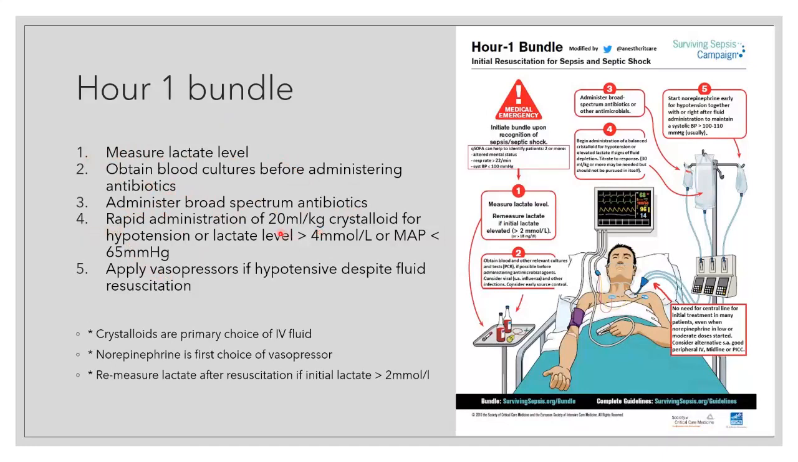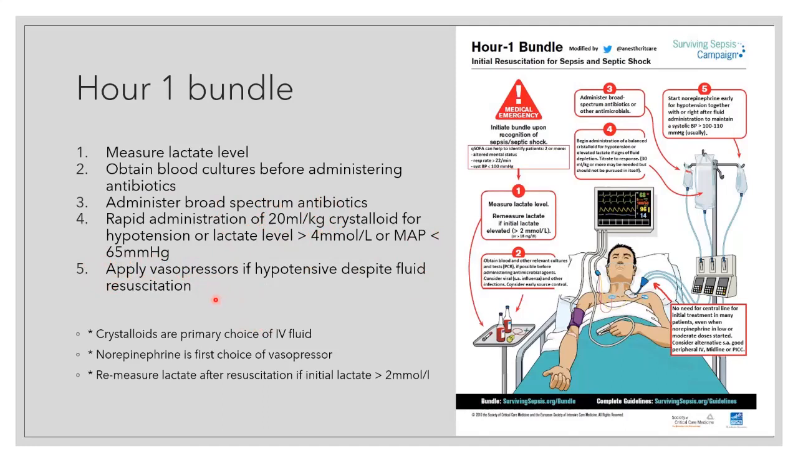You give 20 ml per kg crystalloid for hypotension or lactate level more than 4, or when your MAP is less than 65. MAP less than 65 means the patient is hypotensive. Last time we used to say 30 ml, but in pregnancy now we have revised it to 20 ml per kg, because we don't want to cause patients to have acute pulmonary edema. And the fifth thing that you need to do in our hour 1 bundle is apply vasopressor. Vasopressor, the first line for pregnancy, will be noradrenaline.